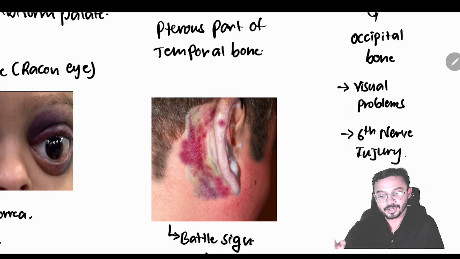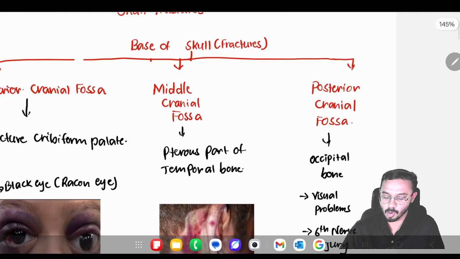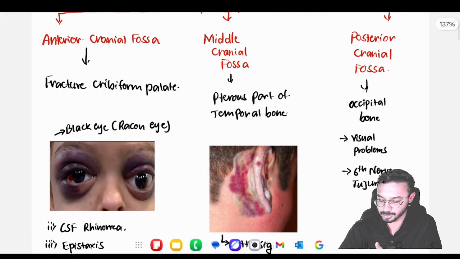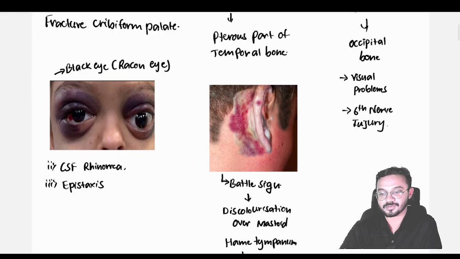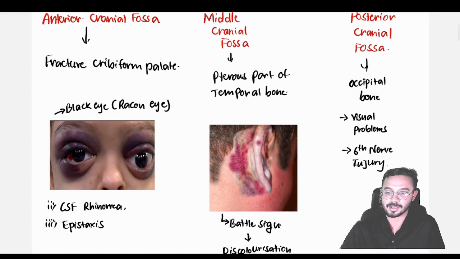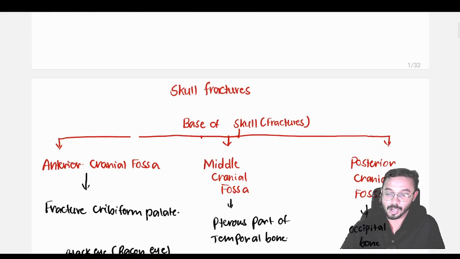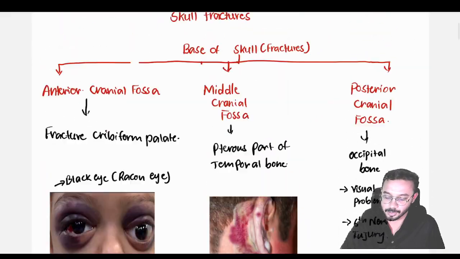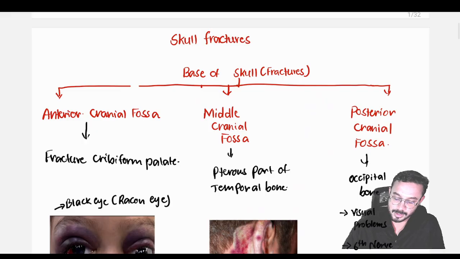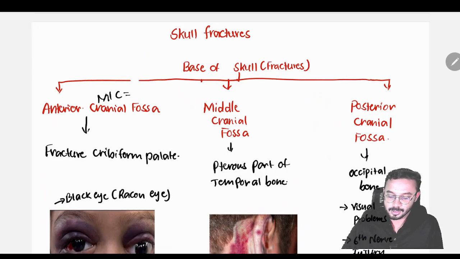This is about very, very important skull fractures. Raccoon eye, Battle sign, CSF rhinorrhea, and CSF otorrhea are frequently asked questions, and these IPQs are very important. Okay. And the most common among all the three is anterior cranial fossa fracture. And this is about skull fractures.